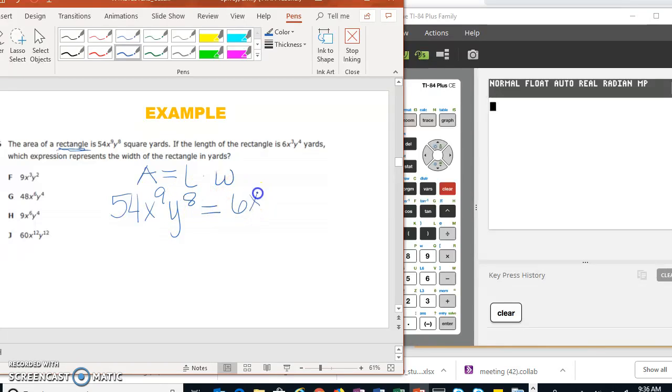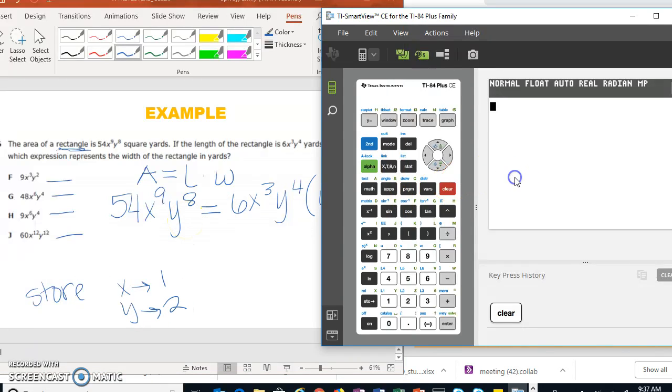They give us the length is 6x to the 3rd, y to the 4th, and we're multiplying by the width value. And so we're going to plug each of these answer choices in to check and see which one gives us a true equation. Now we're going to store that x is a 1 and that y is a 2.